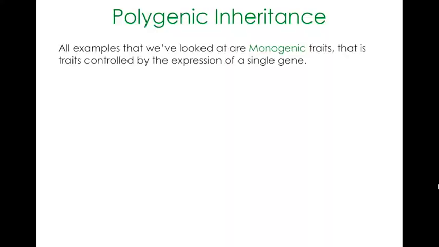Alright, polygenic inheritance. Up until now, all of the examples we've looked at, cystic fibrosis, flower color, and blood type, are determined by one particular gene. All of those traits are called monogenic traits. Mono meaning single, genic meaning one. So a monogenic trait is a trait that is controlled by the expression of one gene, and so the alleles of that gene play a really big role, and you can actually identify how they interact with one another through that.